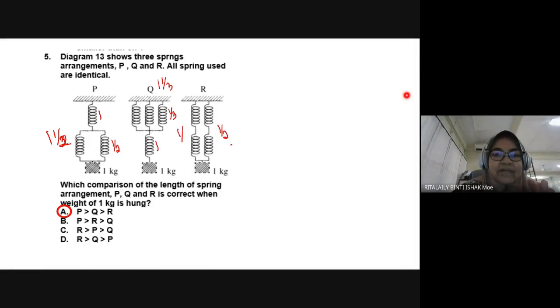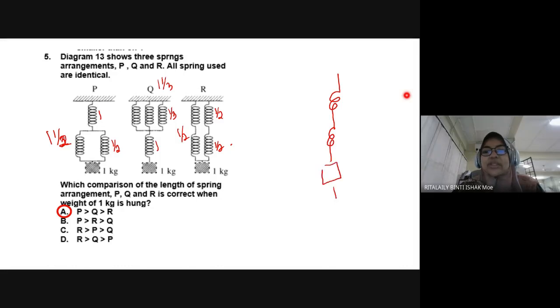This one will get half. However, there is one more spring arranged in series, right? So this will get half, this will also get half. Do you understand? If you have springs in series, this one gets 1 kg, this one also gets 1 kg.